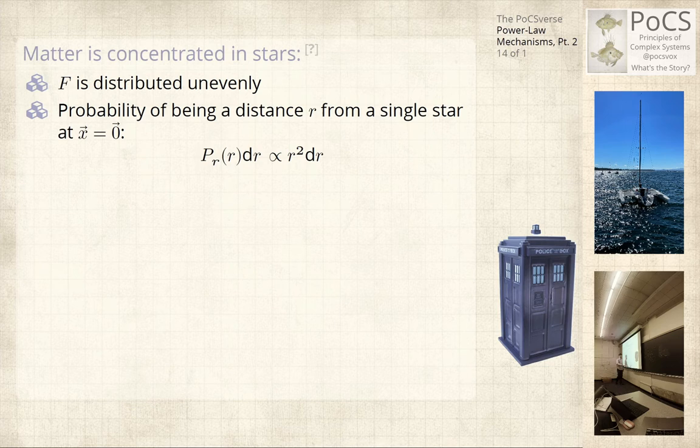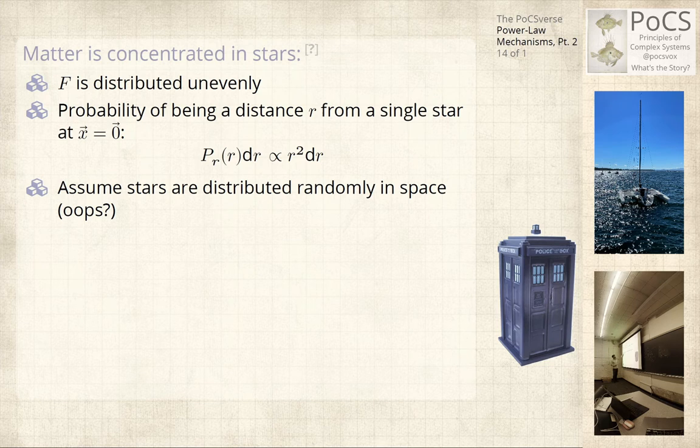So then the probability that they're a distance r from the star is going to grow like r squared, right? That's the surface area of the shell times dr. So this is a 4 pi r squared piece here. They're increasingly likely to be further away. And yes, this is complicated, but if we're near a star, this is how it's going to behave.